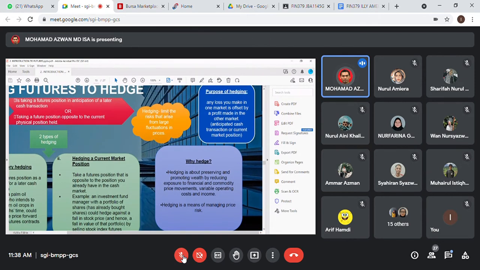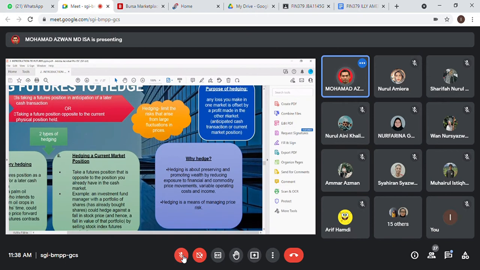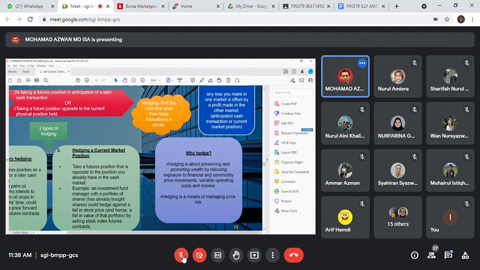Okay, and then you can read on your own this one. So I have touched before. This one I have explained, about the profit from futures market to cover the loss in cash market. So just explanation, it is about risk management. Hedging is about risk management.